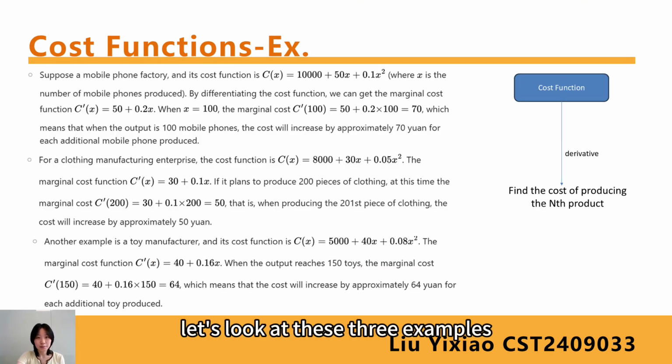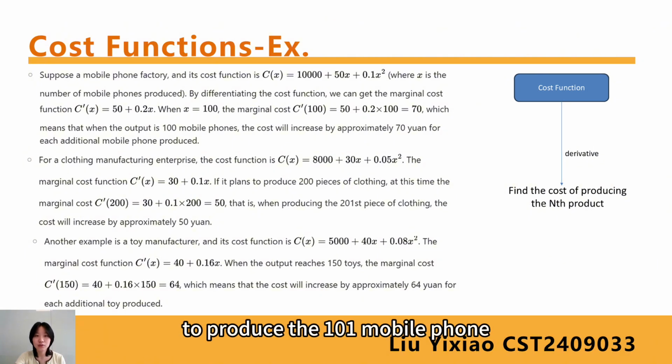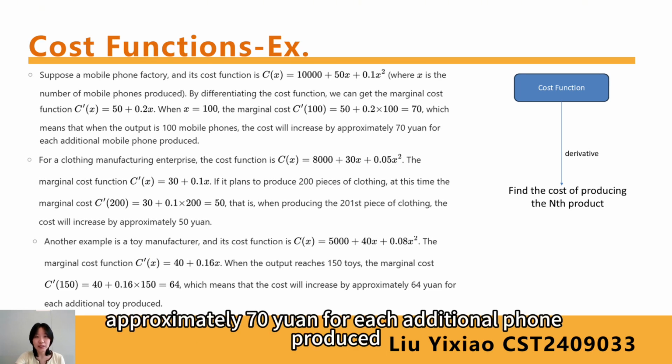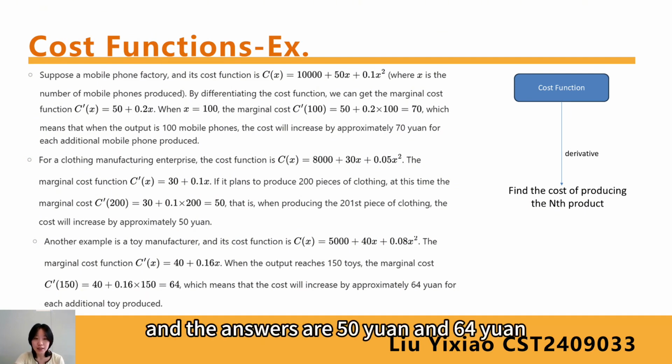Let's look at these three examples. The cost function is C(x) = 10,000 + 50x + 1/10 x squared. We differentiate it and get the derivative of C. If we want to know how much more money it will cost to produce the 101st mobile phone, we let x equal 100 and get 70. This means the cost will increase by approximately 70 yuan for each additional phone produced. The same goes for the other two examples, and the answers are 50 yuan and 60 yuan.